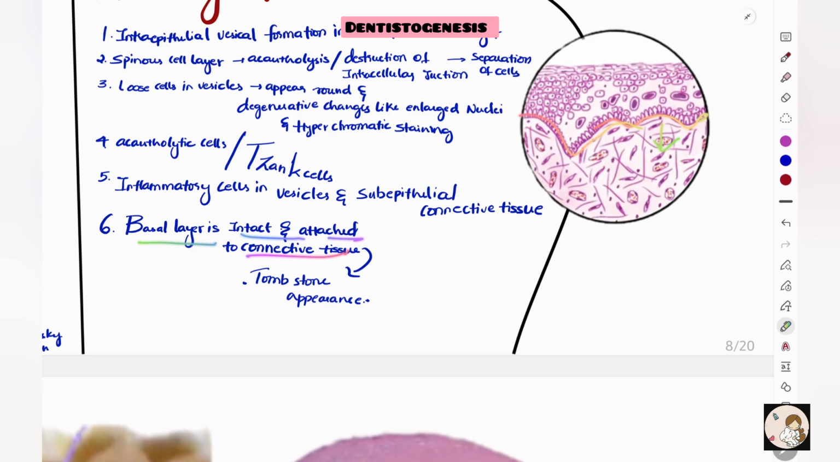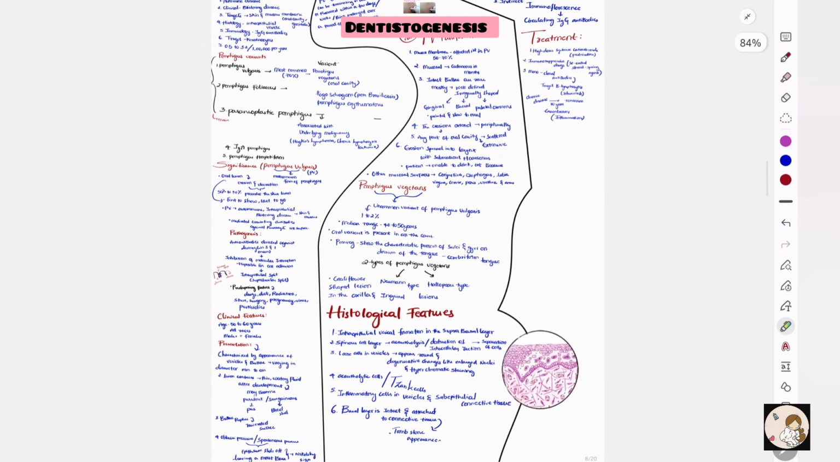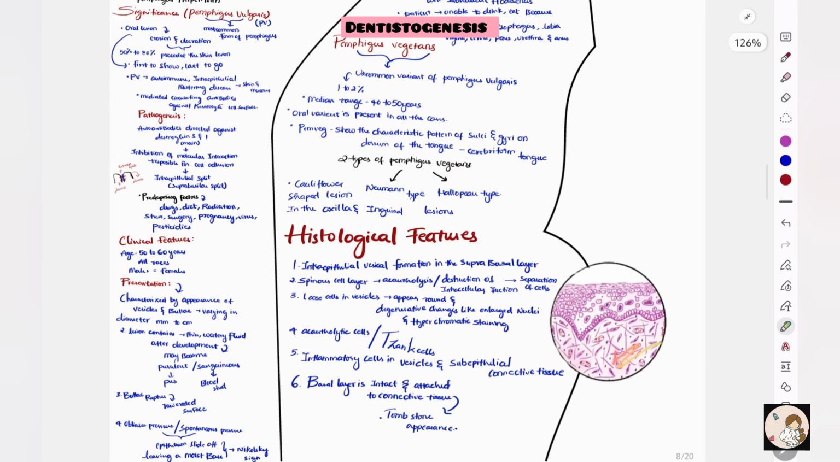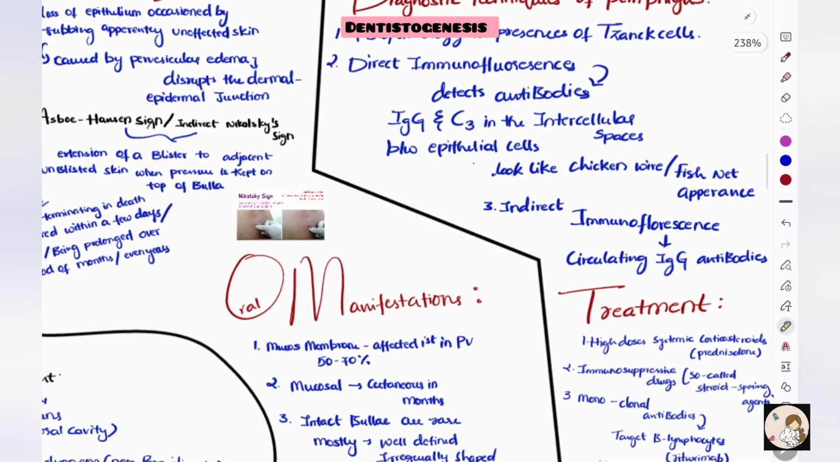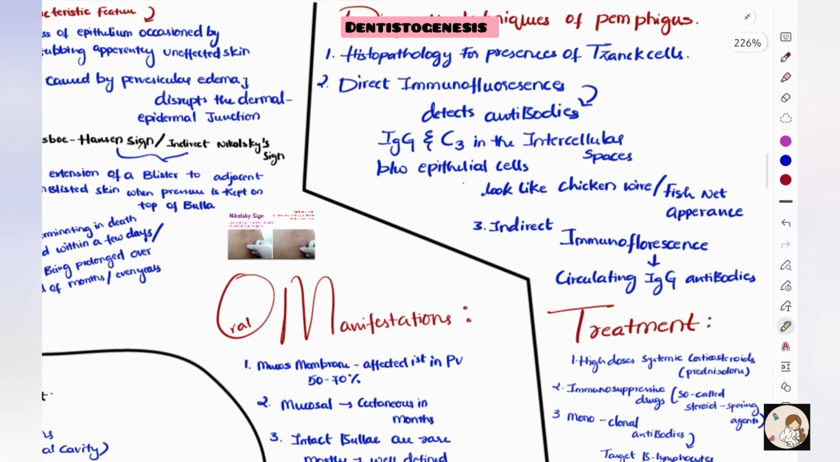Now these cells which are present on the basal cell layer have a tombstone-like appearance. So where do we see a tombstone appearance in other lesions? It is OKC. Odontogenic keratocysts also have a tombstone appearance of the cells. Now these are the histological features of Pemphigus. Also, now diagnosis. How do we diagnose Pemphigus? By histopathology, we look for the presence of Tzanck cells.